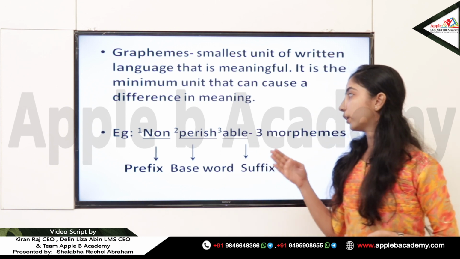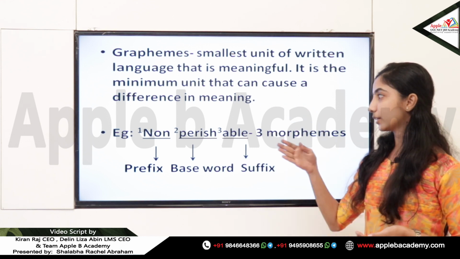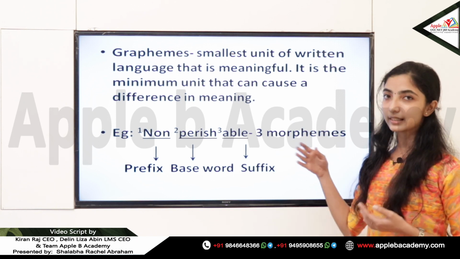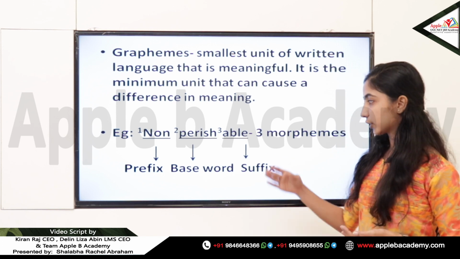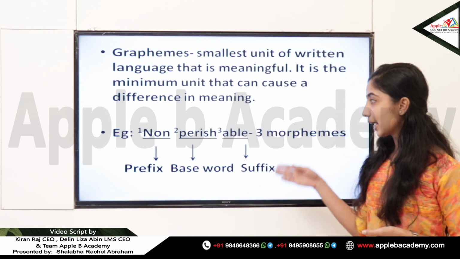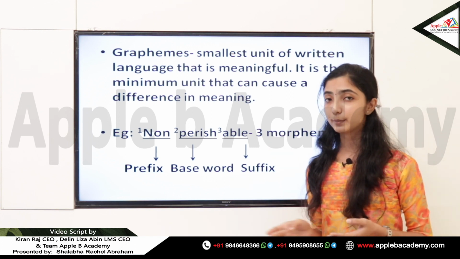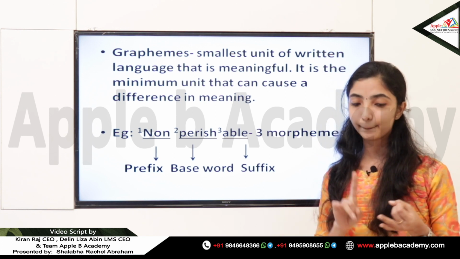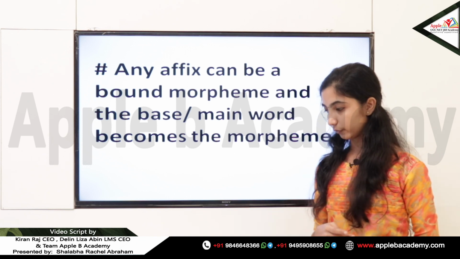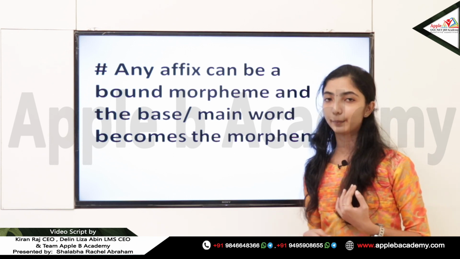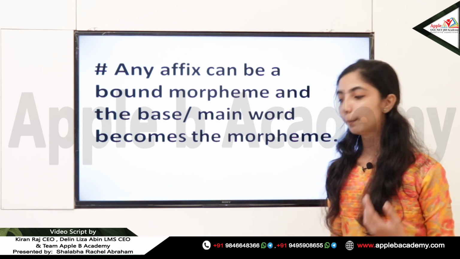For example, in the word non-perishable, there are three morphemes. Non is the first morpheme, perish is the second morpheme, and able is the third morpheme. In this word, non becomes the prefix attached to the base word perish, and able becomes the suffix attached to the base word. So there are three morphemes in the word non-perishable: non, perish, and able. Any affix can be a bound morpheme, and the base or main word becomes the morpheme. So any affix attached to a base word becomes a bound morpheme.